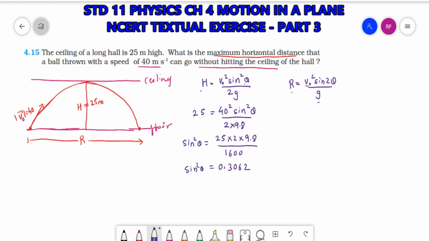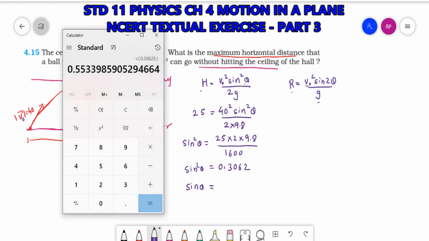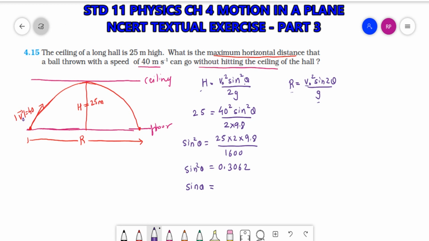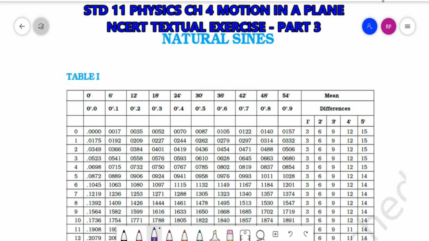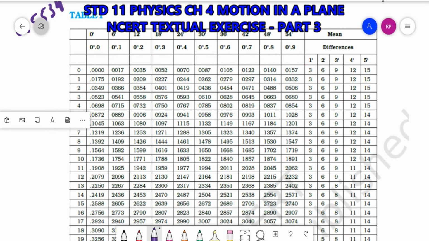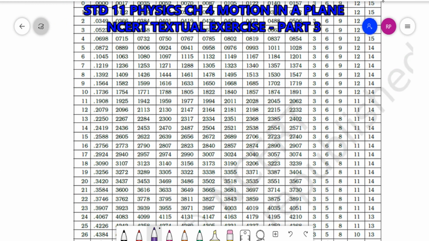This is sine square theta, so sine theta will be equal to 0.5533. Let's take the round figure 0.5534. Now we need to find out the value of theta using the trigonometric table of sine. So this is the table of sine. We need to find out the value 0.5534.